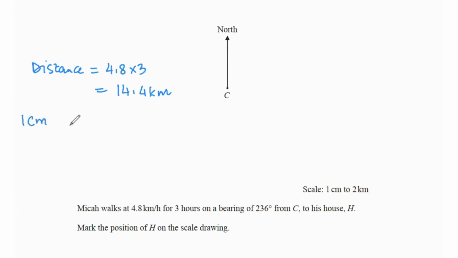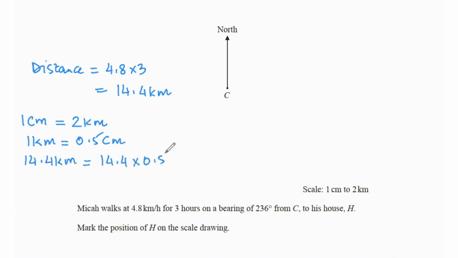Let's convert that into centimeters. 1 centimeter is 2 kilometers, so 1 kilometer is going to be 0.5 centimeters. To convert 14.4 kilometers into centimeters, we multiply 14.4 by 0.5, and that's going to give us 7.2 centimeters. Now, using your ruler, you will draw a distance of 7.2 centimeters from C, and that will be at a bearing of 236.